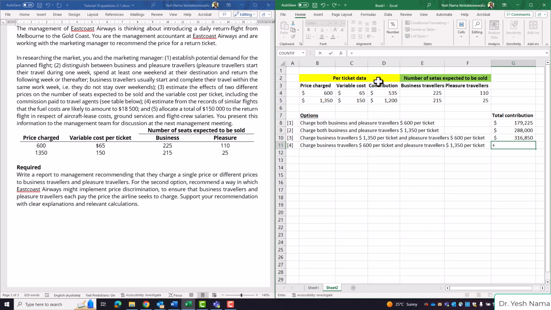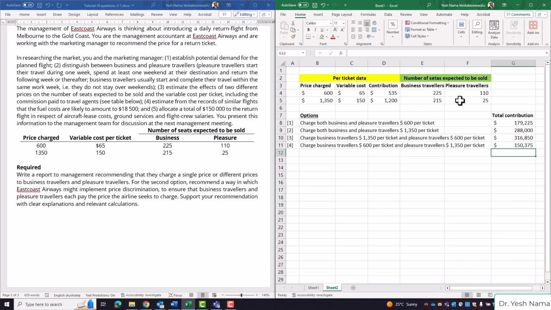Option 4 is to charge $600 for business travelers per ticket. In this case, the contribution per ticket is $535 and the number of business travelers will be 225. We add to this the contribution per ticket for pleasure travelers, which is 1,200 times the number of pleasure travelers, 25. In this case, the total contribution is $150,375. So clearly we can see that the maximum contribution of the four options is generated when business travelers are charged $1,350 per ticket and pleasure travelers are charged $600 per ticket.